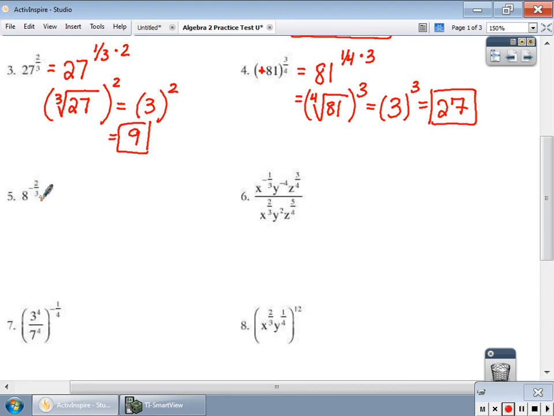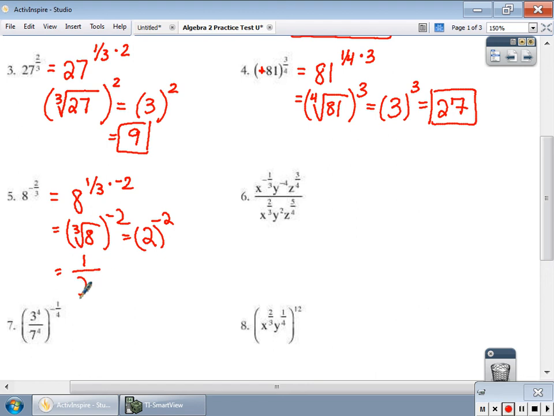Down here we have 8 to the negative 2/3 power. Now this does not end up being a negative number. When you rewrite your fraction, put the negative with the whole number. So it'll be 8 raised to the 1/3, and then times the negative comes with the numerator, the 2. Okay. The cube root of 8, then we raise that to the negative second power. The 1/3 power is the cube root. The cube root of 8 we know is 2 raised to the negative second power. Now negative exponents, this is what my eyes are drawn to. Negative exponents want to move. So this becomes 1 over 2 to the positive second, and that is 1/4.